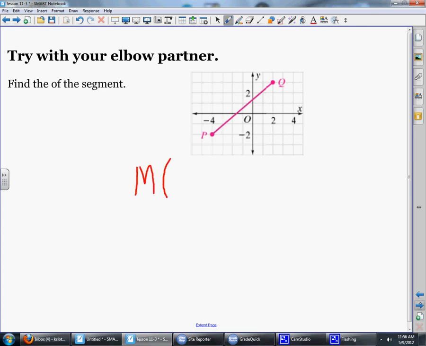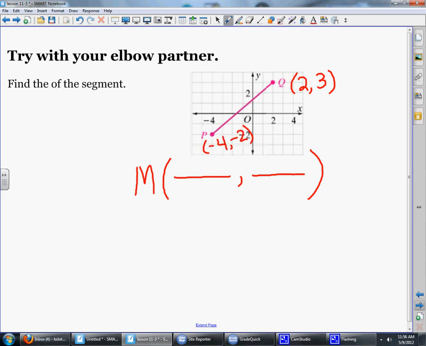Okay, so here's the midpoint. We're going to add the x's together. Well, this one isn't as nice as the first example I went over with you because they don't label the points. So we better do that right now. So this is 2, 3, and this point is negative 4, negative 2.